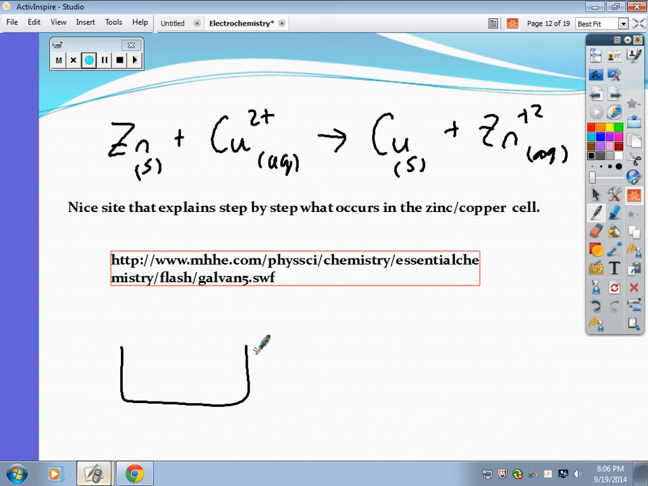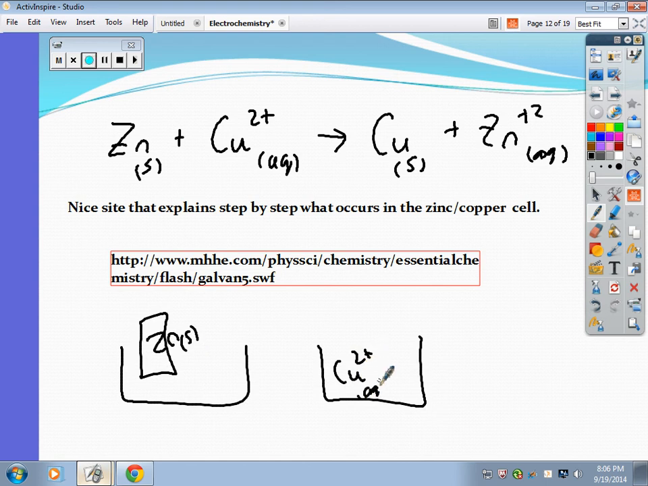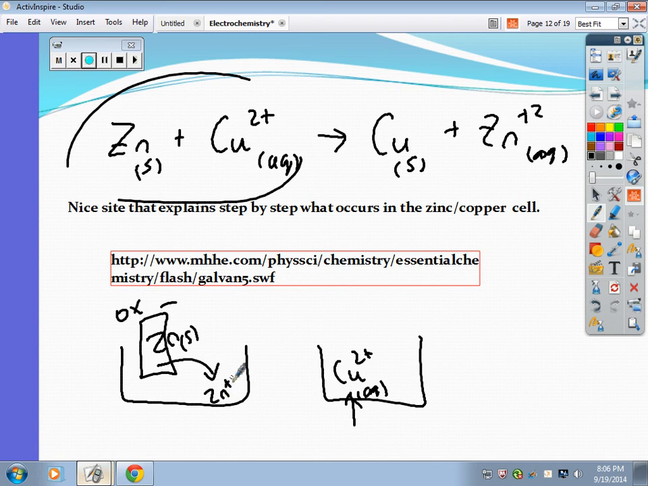So here's my cell. This is before. This is my zinc solid. And this is my copper 2+ ions here. This is oxidized. It's a negative anode. This is reduced. It's before. Now what happens after? I've got way more zinc 2+ ions in solution. Right? This is after. So this is what it looks like after.